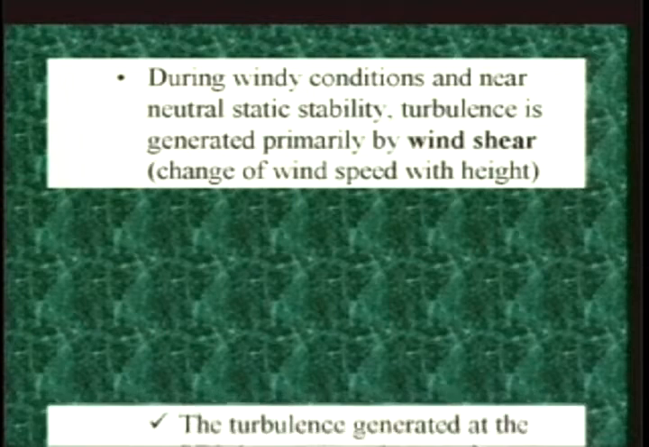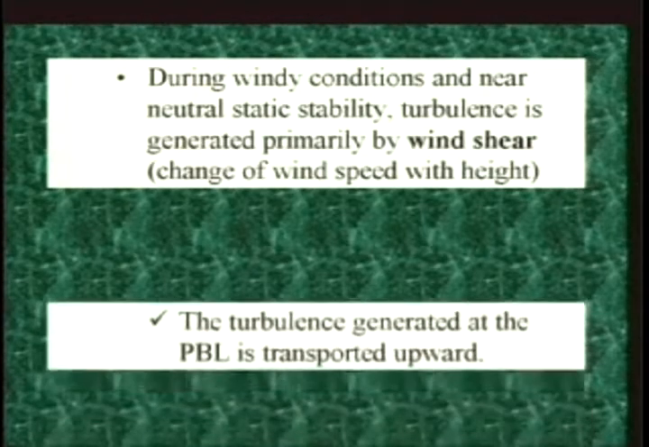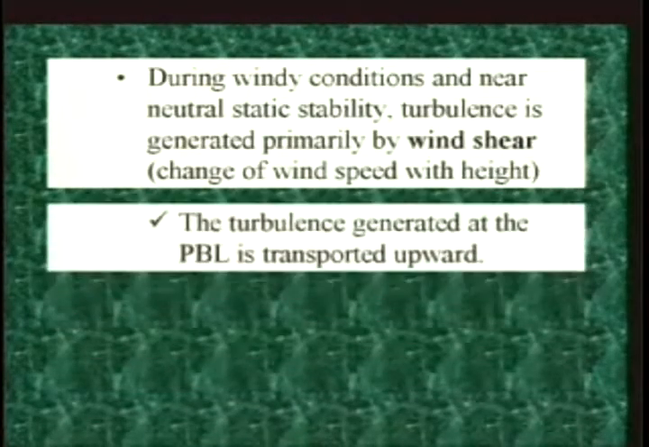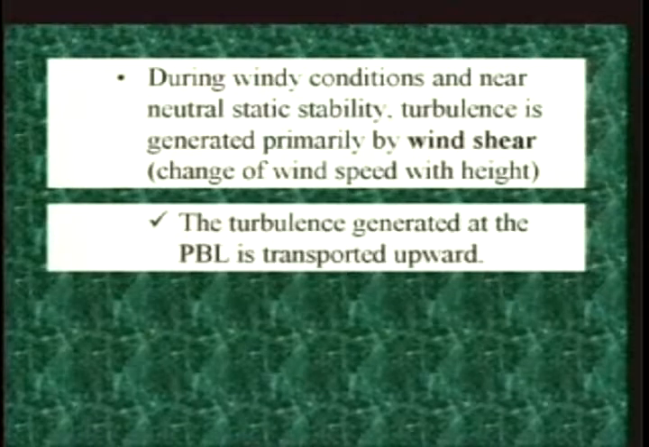So during windy conditions and near neutral static stability, in other words, we cannot have rising air parcels. So it cannot be unstable. Turbulence is generated primarily by wind shear, changing of wind direction with height. The turbulence is generated at the planetary boundary layer. This turbulence is then transported upward.